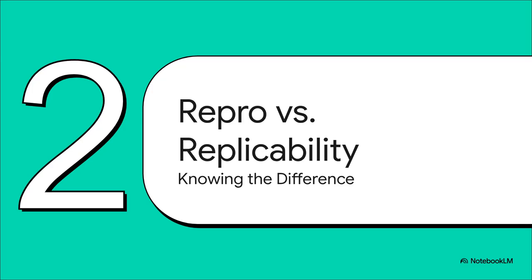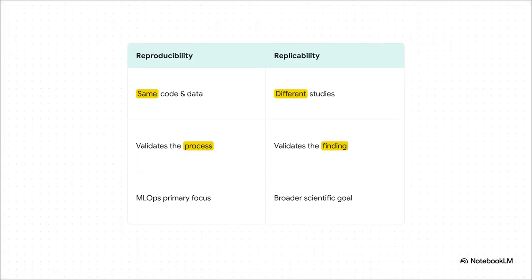Now, it's super important not to confuse reproducibility with its close cousin, replicability. They sound similar, I know, but for an engineer, the difference is absolutely critical. In our world, in MLOps, our focus is almost entirely on reproducibility. We're validating the process. Can I rerun my own script with my own data and get the same output? Replicability, on the other hand, is a much broader scientific goal. It's about validating a finding. Can another team with different code reach the same general conclusion? See the difference? To build reliable systems, we have to nail reproducibility first.